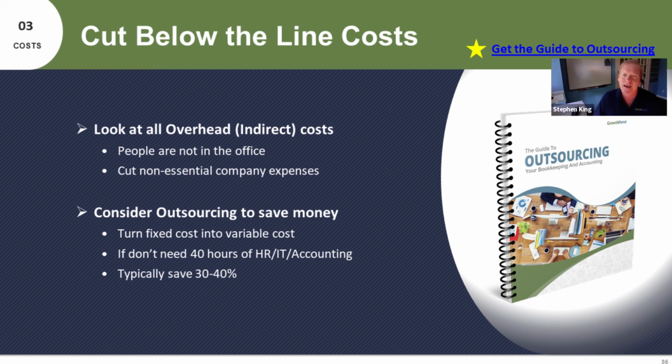And then you want to look at overhead and see what you can outsource. Because what outsourcing does is it converts a fixed cost of people into a variable cost. And when your needs go down, your costs go down. So you're matching the expenses with your revenue, and that helps you manage profits and increase profitability. Typically, you can save 30 to 40% by outsourcing the bookkeeping and the accounting.